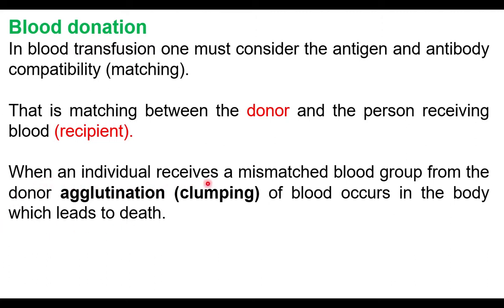When an individual receives a mismatched blood group, for example, if an A blood group individual receives B blood, there will be mismatching. That will result in agglutination or clumping. The blood cells, RBCs, join together, clump together. Blood cannot flow, so that results in death. So in blood transfusion, one must consider the antigen and antibody compatibility between donor and recipient.